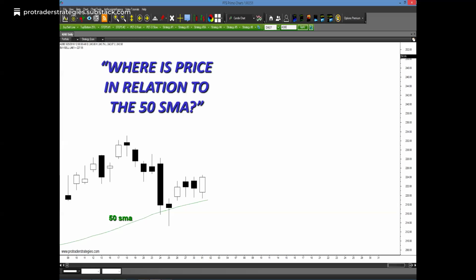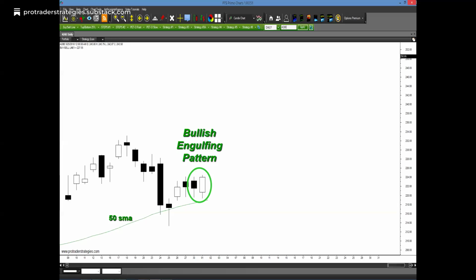So where is price in relation to the 50-period simple moving average in front of you? Well, it's above. So the overall trend is up. All right, so you say, okay, the overall trend is up, so I guess I should be a buyer then. Okay, well, I was thinking about selling, but I guess I should be a buyer.